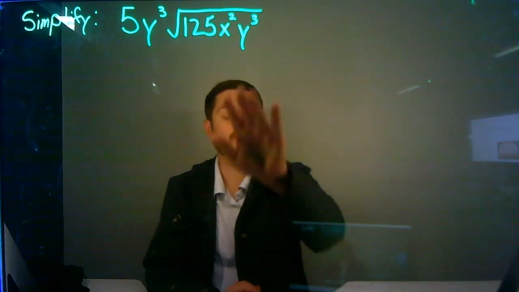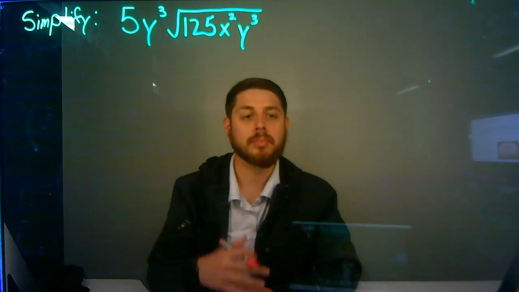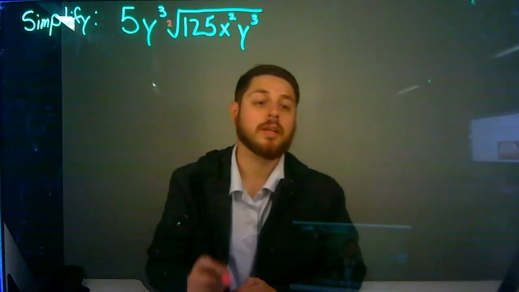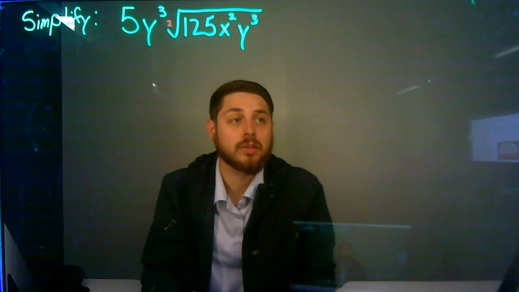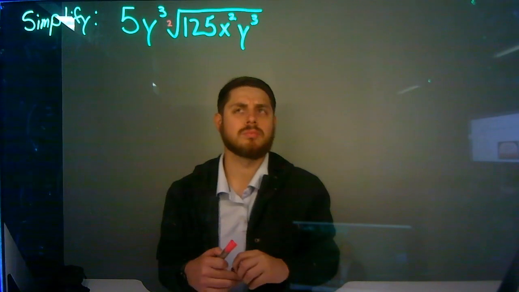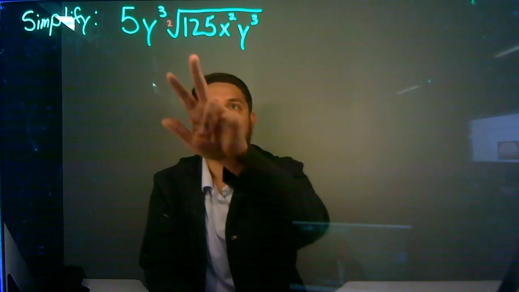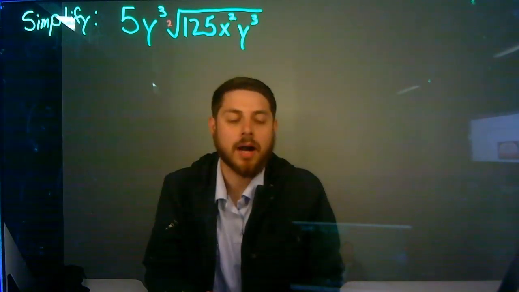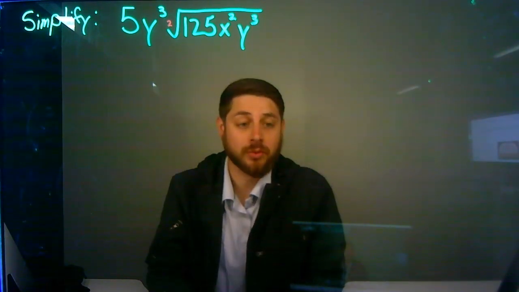Since I have some variables involved, I need to pay attention to the index number. But there's no index number here. Since there's no index number, we're going to assume that the index is 2, or a square root symbol. The reason being is the square root is the most common root symbol, so that is why we don't write the 2 there, because it just gets a little repetitive. So I know that my index is 2, which means my exponents of my variables here need to be multiples of 2.